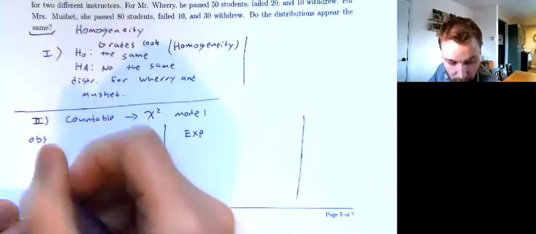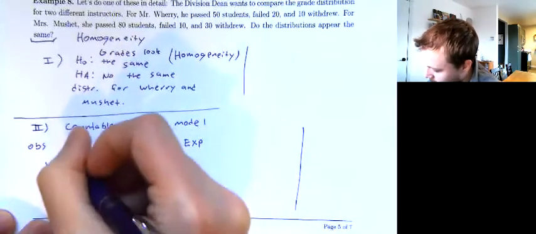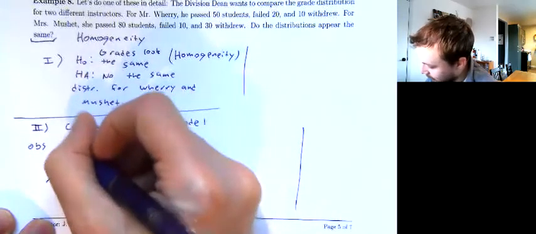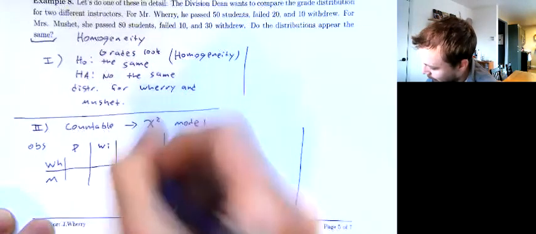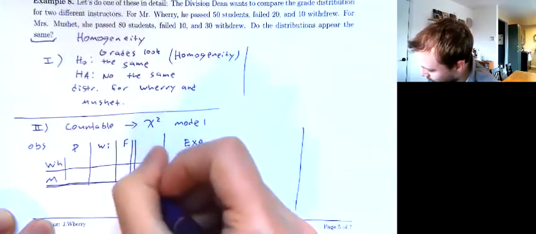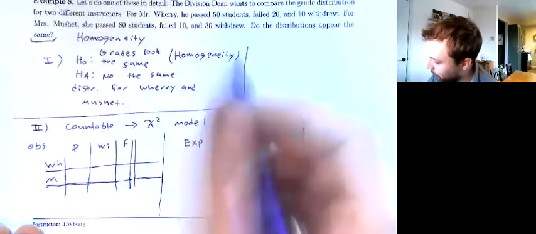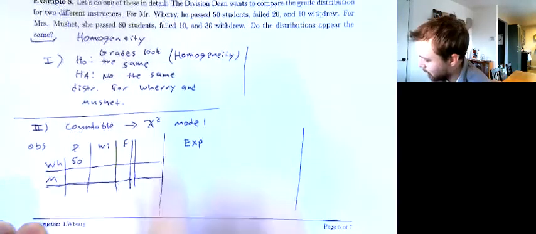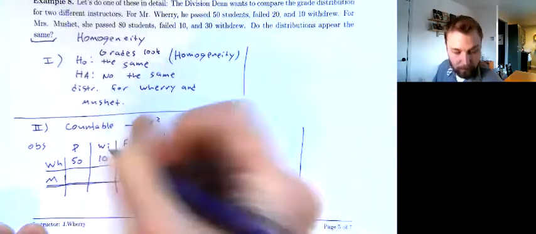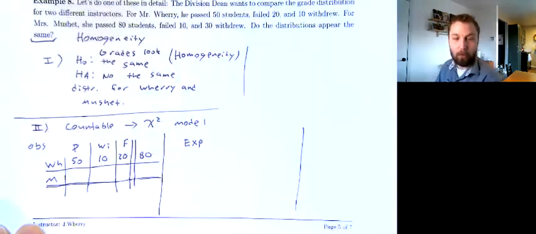I have information for Wary. I'll use W for Wary. And I have information from Mache. I'll use M for that. For the columns, I have students that pass, I have students that withdraw, and I have students that fail. On the outside, I have my totals, and I'll figure out my totals as I'm going through the problem. So Wary passed 50. I had 20 that failed, and I had 10 that withdrew. 50, 10, 20, and 80 total there.